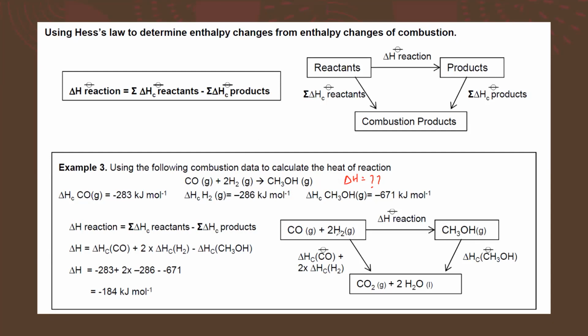So if we burn carbon monoxide and hydrogen, when we burn carbon monoxide, it will form carbon dioxide. If we burn 2 moles of hydrogen, it will produce 2 moles of water. Or if we burn methanol directly, it will also produce carbon dioxide and water. The enthalpy change of combustion for carbon monoxide is given as minus 283. The enthalpy change for 1 mole of hydrogen is minus 286, but there are 2 moles, so it is 2 multiplied by minus 286. And the enthalpy change of combustion of methanol is also given, minus 671 for 1 mole.